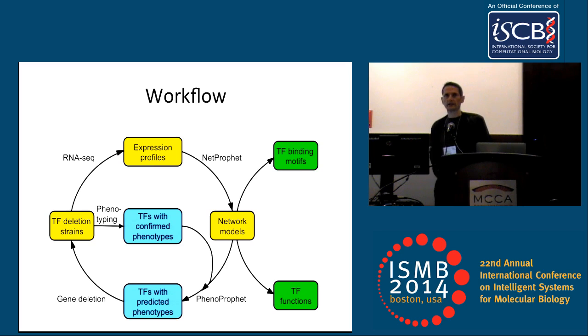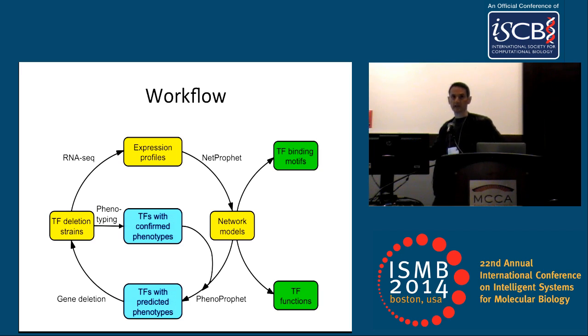So in summary, we developed a workflow in which we start with transcription factor deletion. We make transcription factor deletion strains. We use RNA-seq to create expression profiles. We use net profit to create network models. And from there, there are several different ways you can go. One is you can apply phenoprofit to the network models in order to prioritize more transcription factors for deletion and expression profiling, and then go around the loop again.